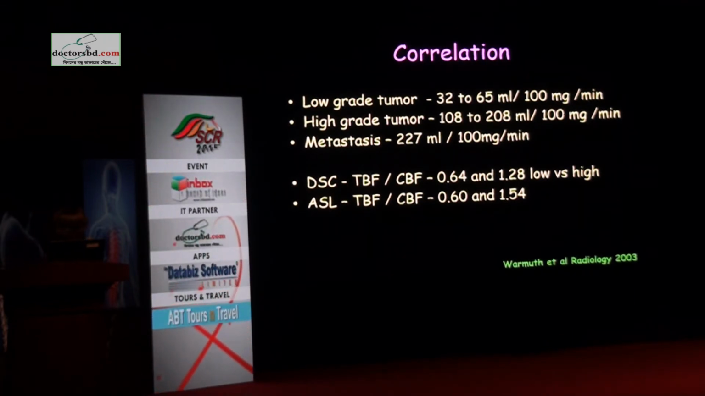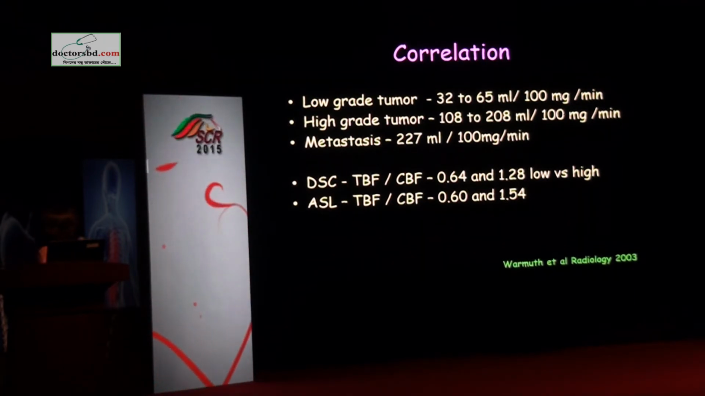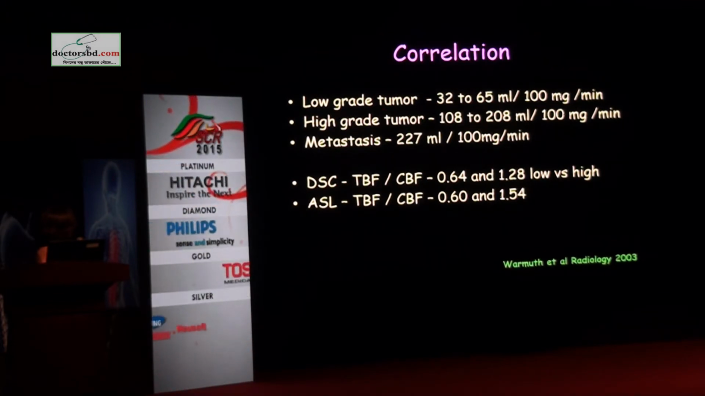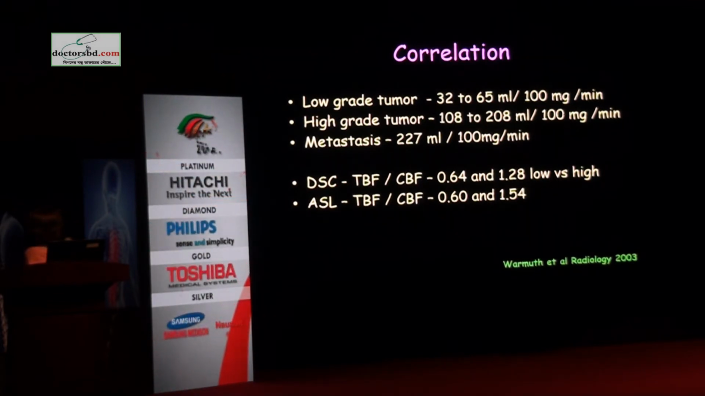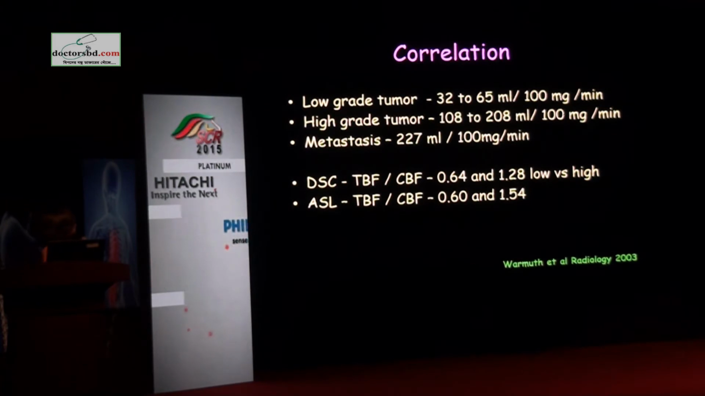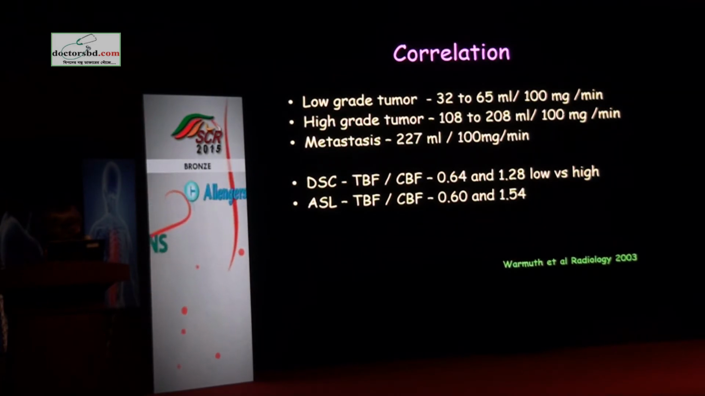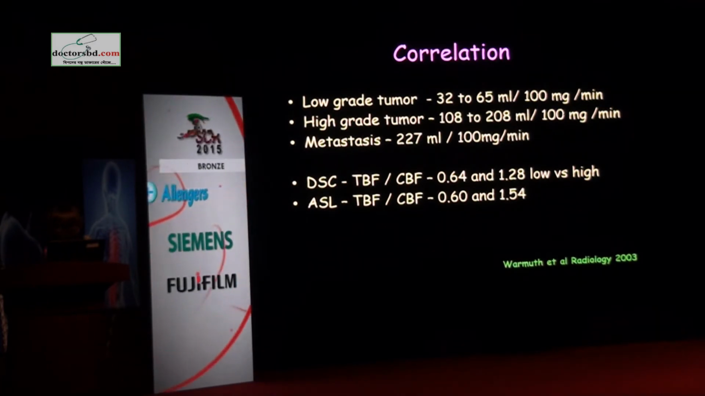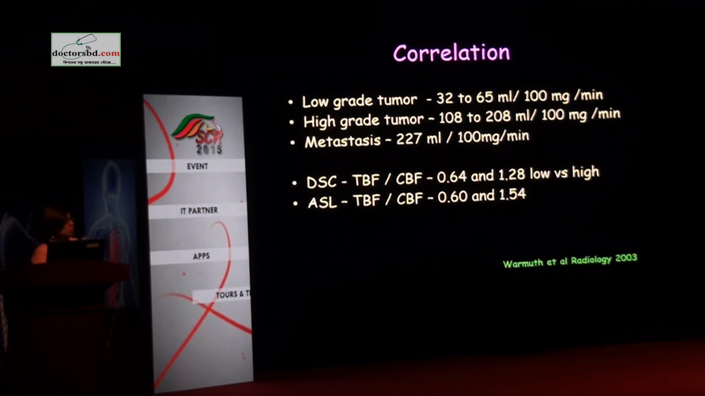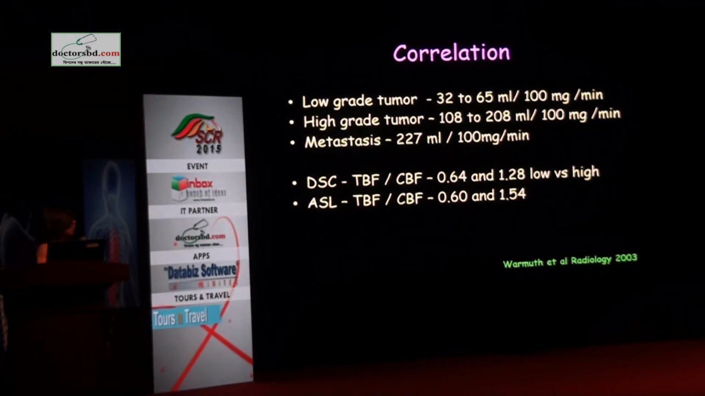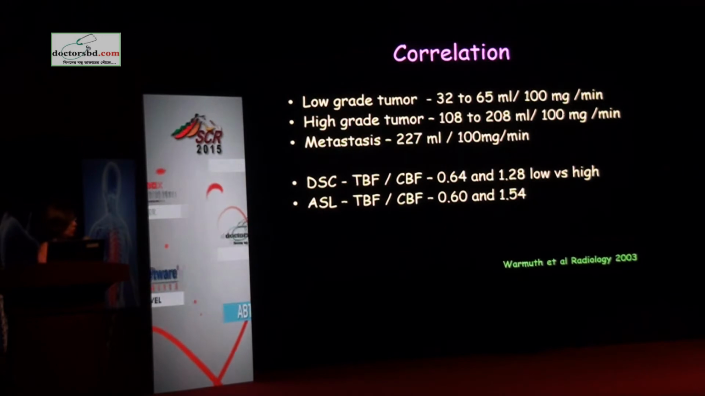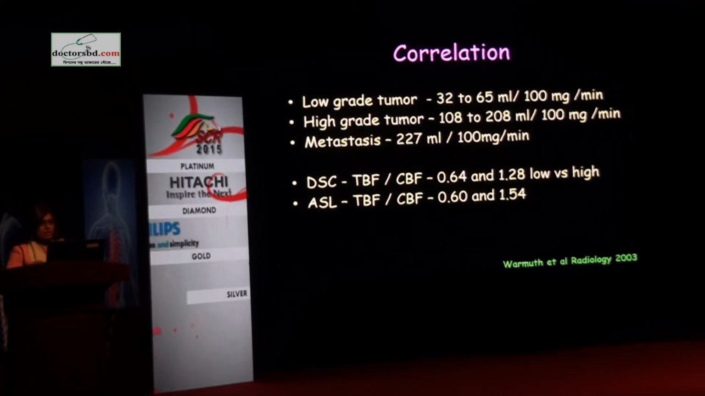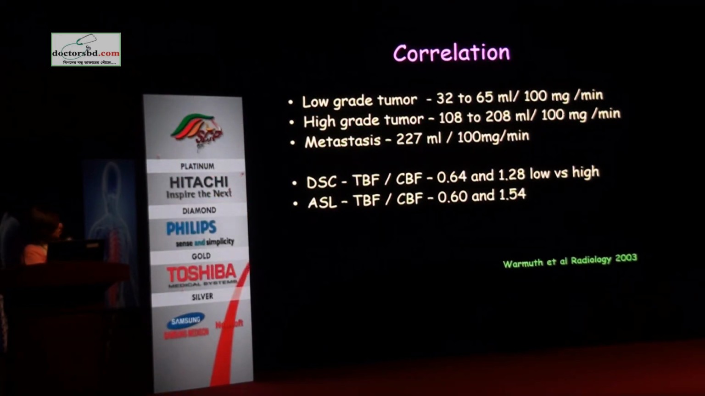Now let's look at the values. A low-grade tumor would have something like 32 to 65 ml. High-grade tumor would have 108 to 208 roughly. So what it means is low-grade is almost like the white matter values I showed you. High-grade is about twice to thrice of the cortex. Metastasis is about 4 to 6 times the cortex.